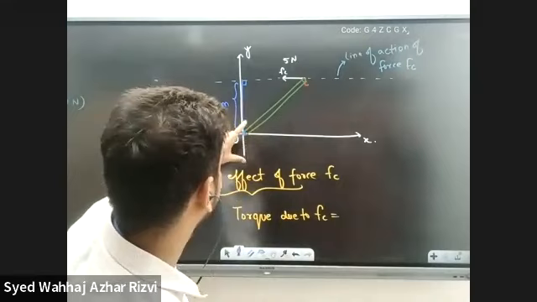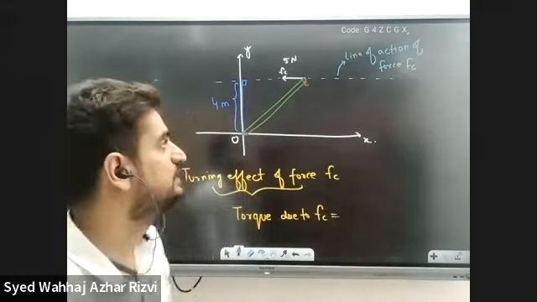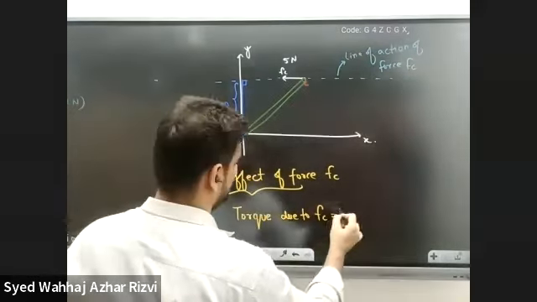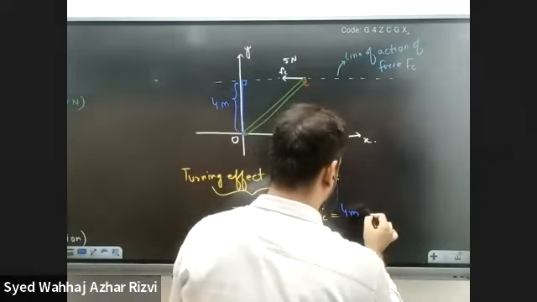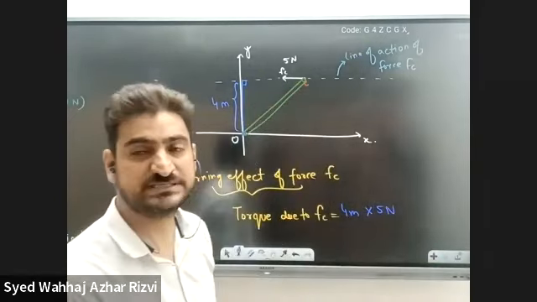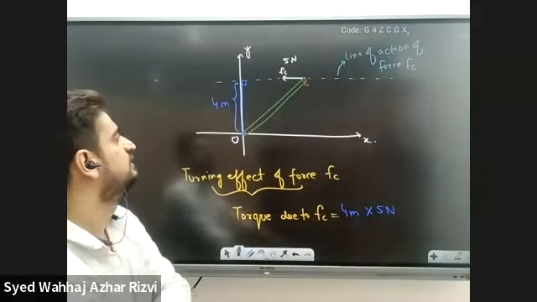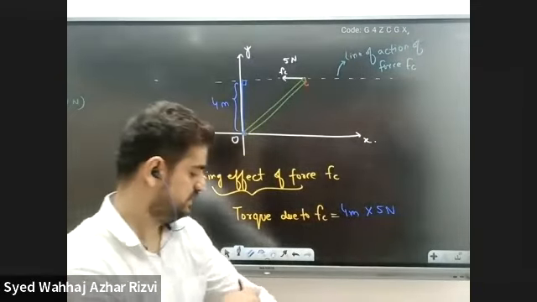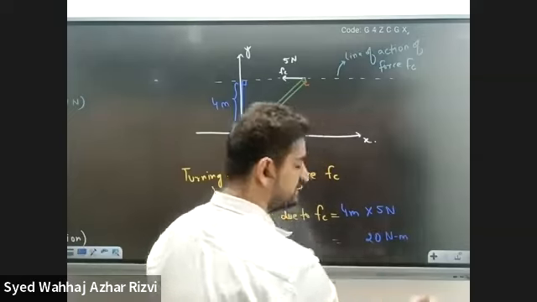It would be the product of force and this distance. Got it? What would be the distance? 4 meters. And we would multiply it by 5 meters. Correct? Got it? Yes. So how much would be the turning effect of this force? 20. 20 what? 20 Newton meter, right?